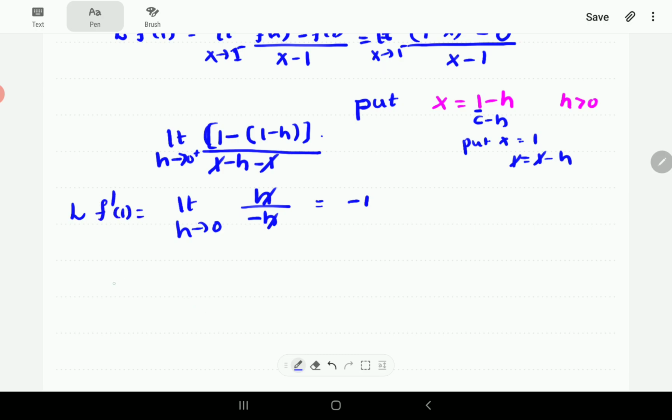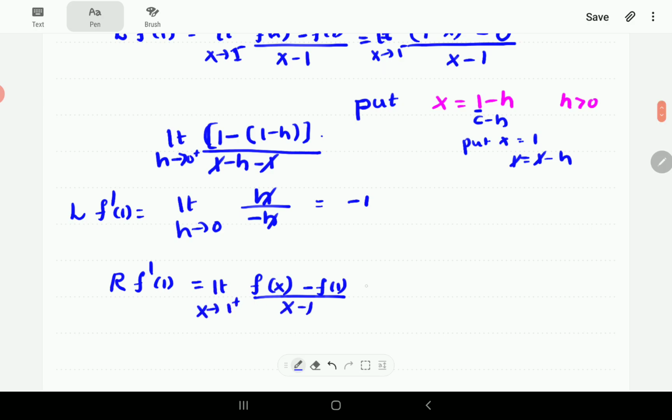Similarly, let's find the right hand limit at that point. This is nothing but, again by the definition of a derivable function at a point, we'll write the limit as x is tending to 1 plus.